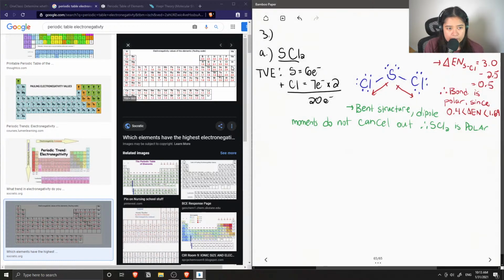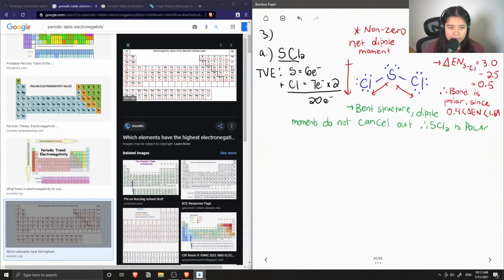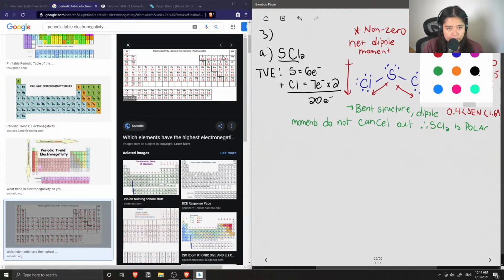So if we draw a net dipole moment, it kind of goes down like this. And we can say that we have a non-zero net dipole moment, which tells us whether or not a molecule is polar or not. So if we had a 0 net dipole moment, then we'd know that it is nonpolar. Okay, so that's for part A.